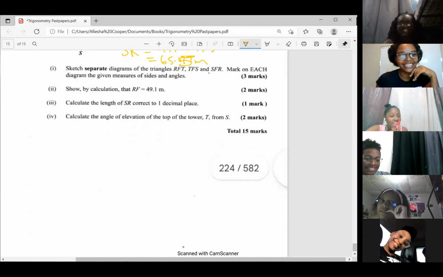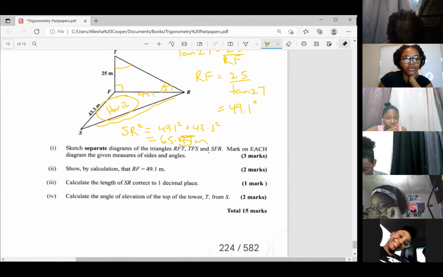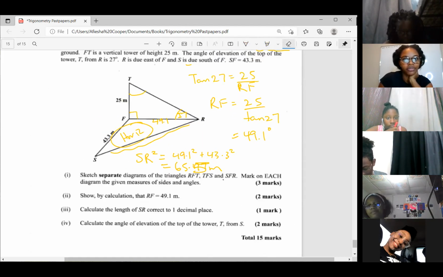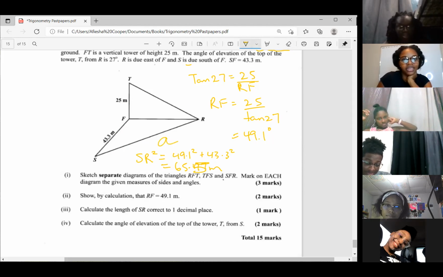All right. The angle of elevation. Let's go. Where's the angle of elevation? So the angle is at the bottom. I mark it A. At the bottom. Okay. TFS.